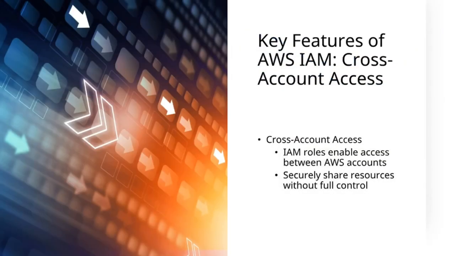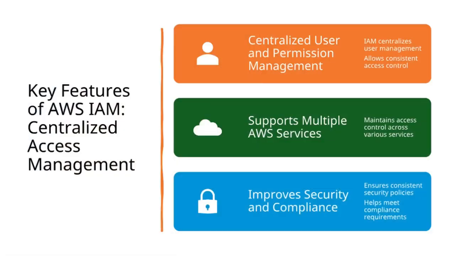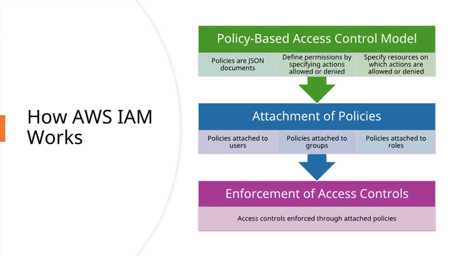IAM roles facilitate secure cross-account access in AWS, allowing resource sharing without granting full account control. IAM centralizes user and permission management, ensuring consistent access control across multiple AWS services. This improves security and helps meet compliance requirements. AWS IAM uses a policy-based access control model. Policies are JSON documents defining permissions by specifying actions allowed or denied on resources. These policies are attached to users, groups, or roles to enforce access controls.